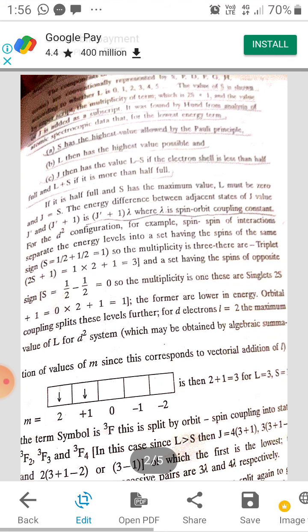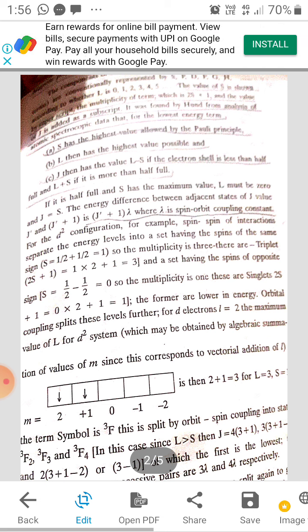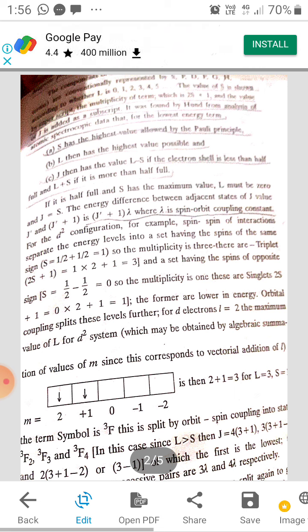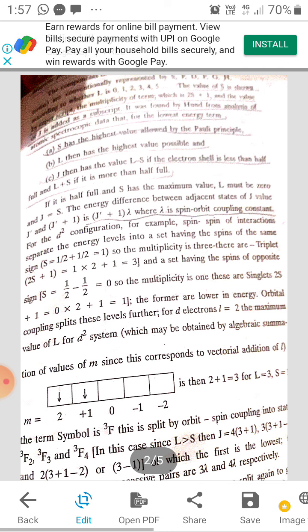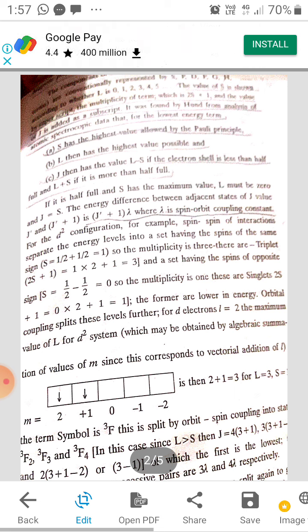The component of the multiple number is given as S, P, D, F, G, H, where L is 0, 1, 2, 3, 4, 5. The value of S is shown as 2S plus 1.